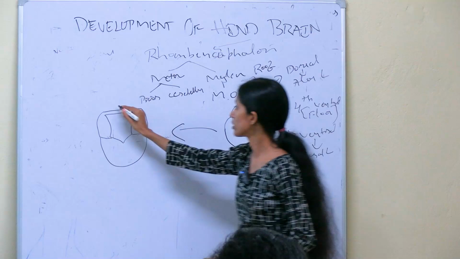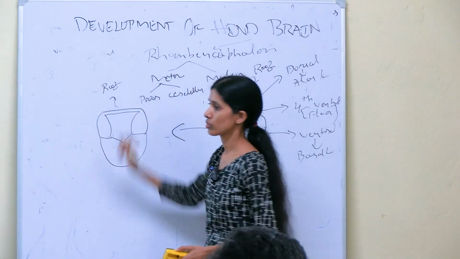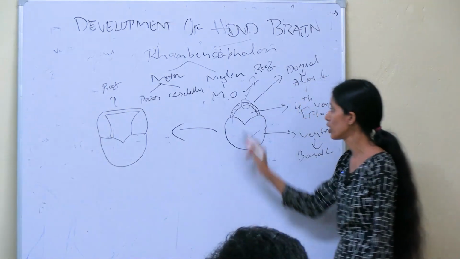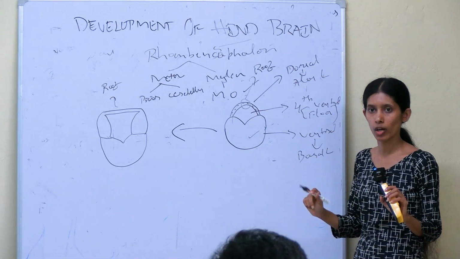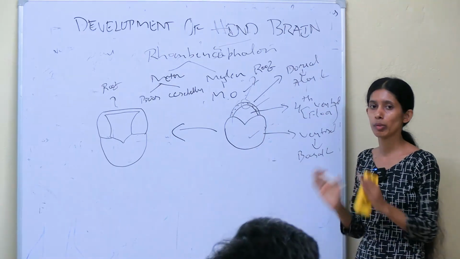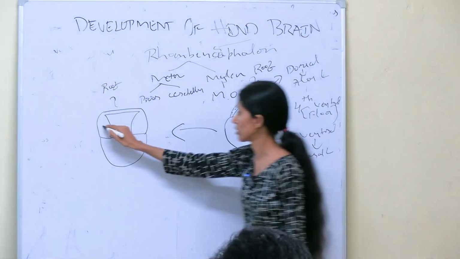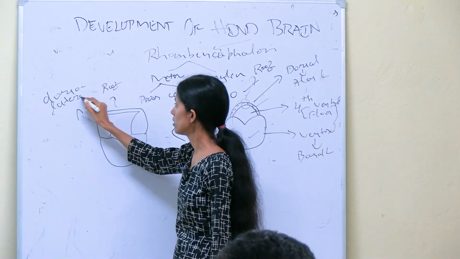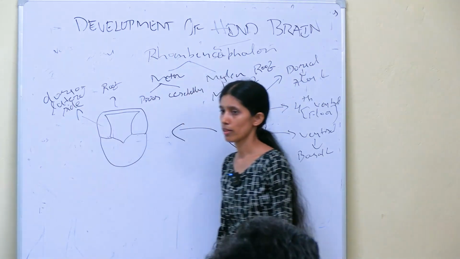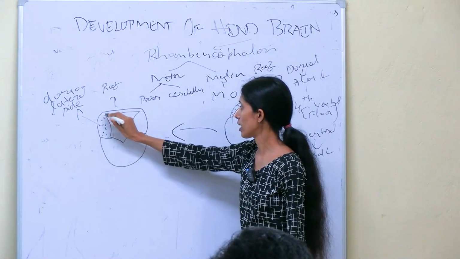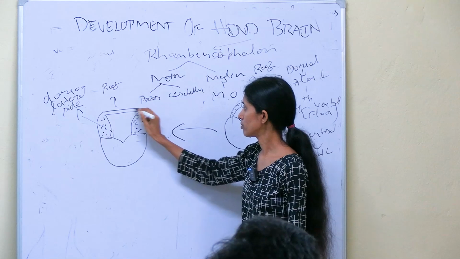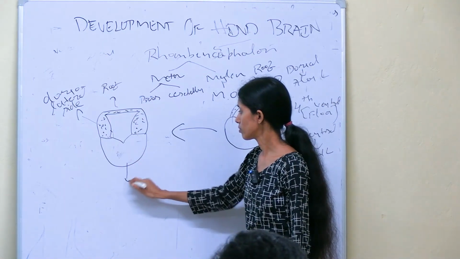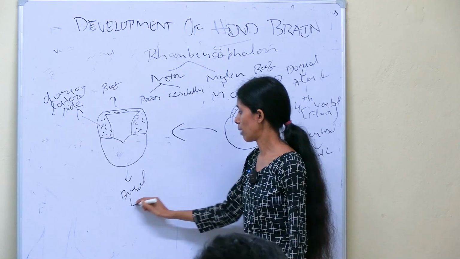Okay, so now this is the roof part which gets thin and which also gets elongated on both the sides. Once the roof gets thin and elongated, your alar lamina will be pushed towards the dorsolateral side like this. So now this is the alar lamina, and this is the basal lamina.